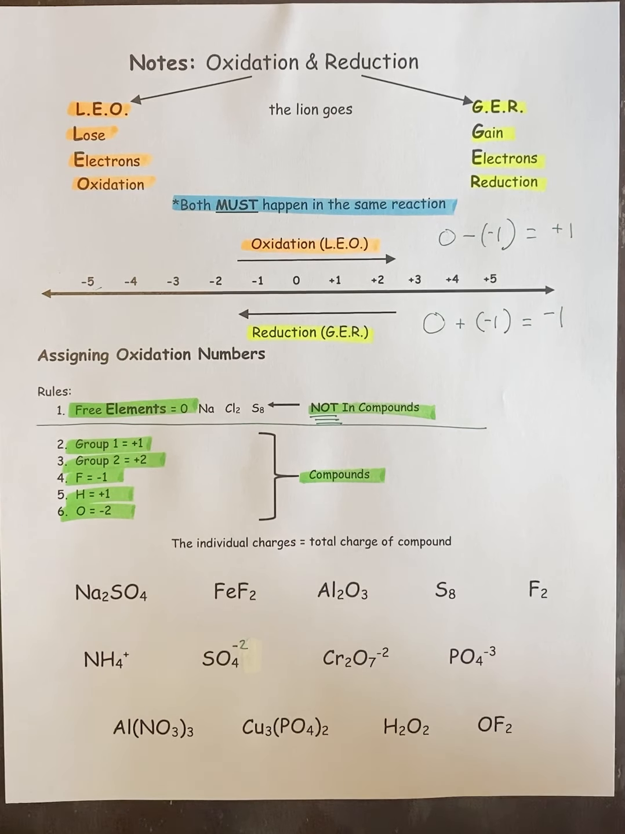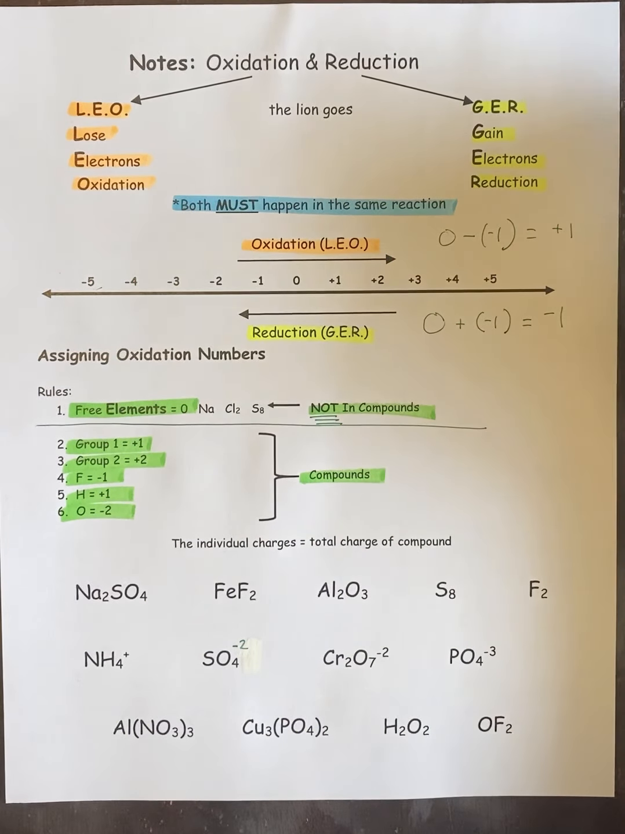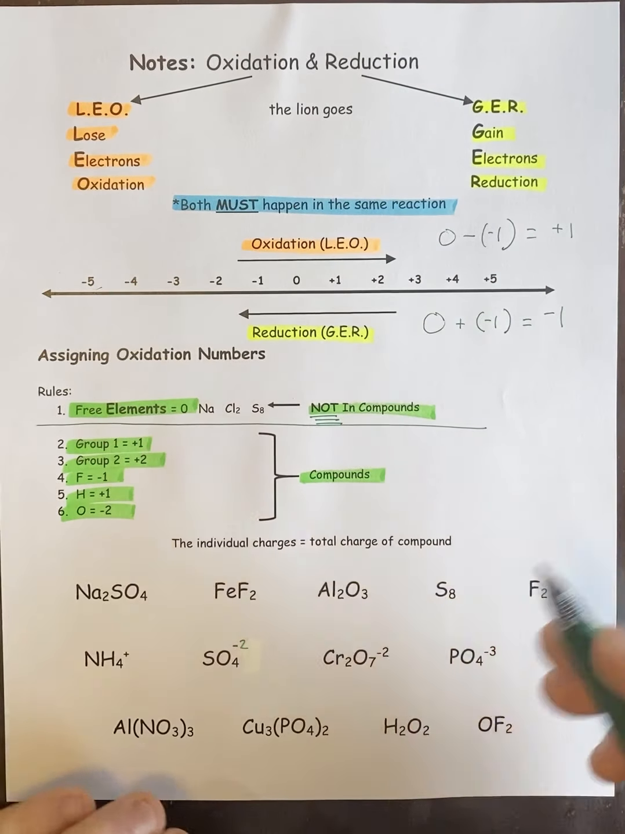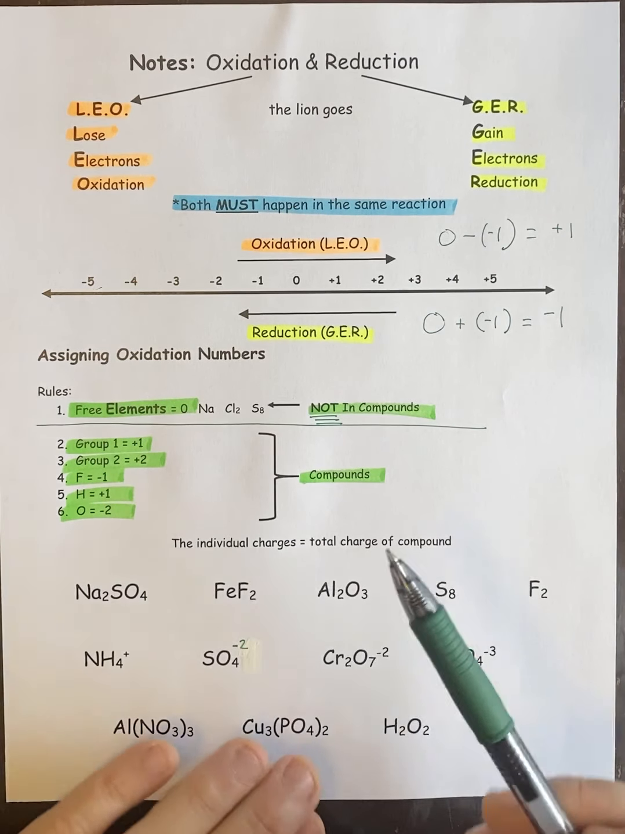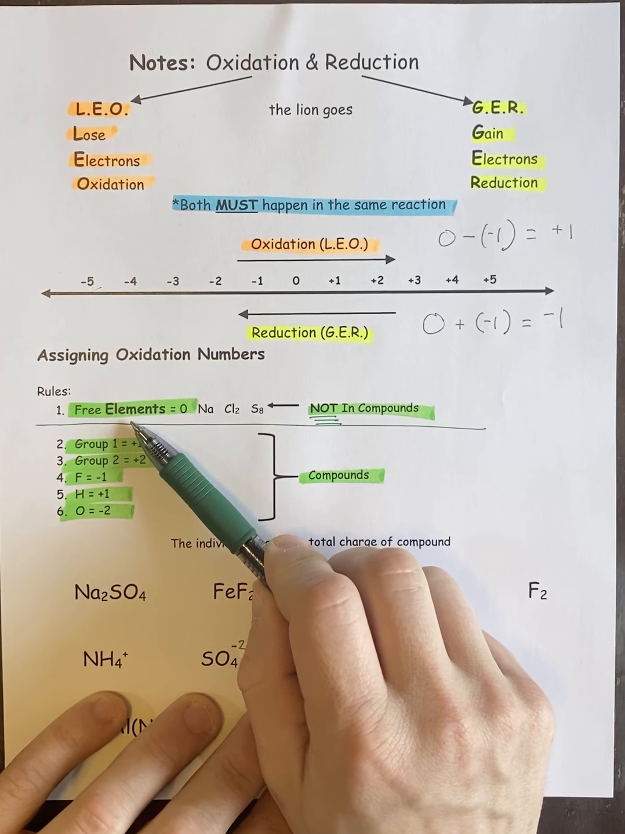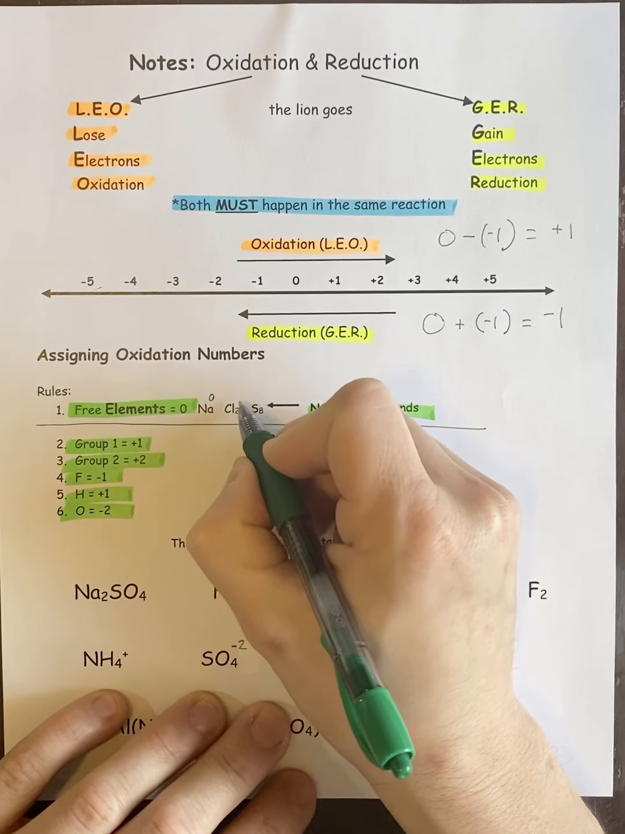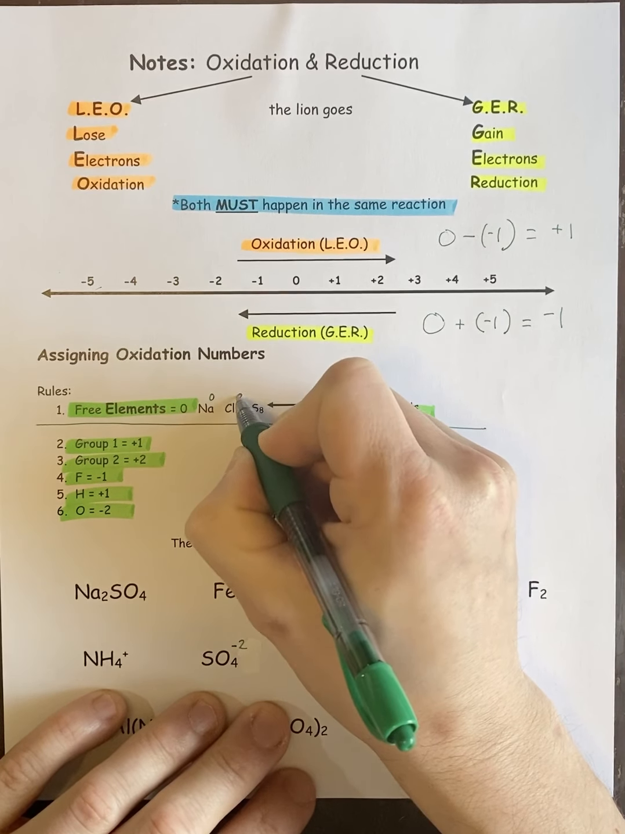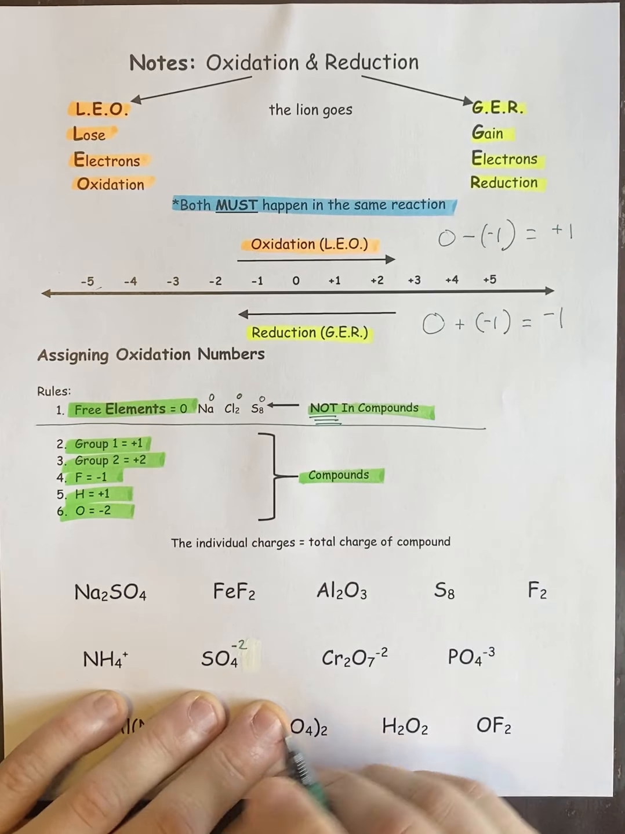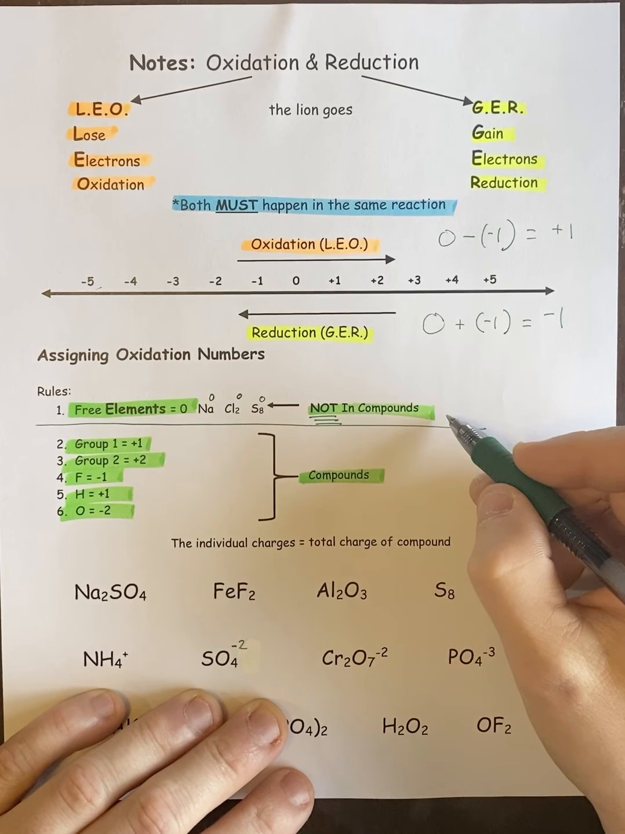So that's just a quick review or an introduction to what we're going to be doing, and then the rest of today is going to be spent on just reviewing the oxidation numbers, which hopefully you should be pretty good at by now. So assigning oxidation numbers, we have our rules. There's 6 of them. When elements are alone, we call them free elements, they're 0. So if you just see Na, it's 0. Cl2, 0. S8, 0. You get the idea. These are not in compounds, they're always going to be 0.